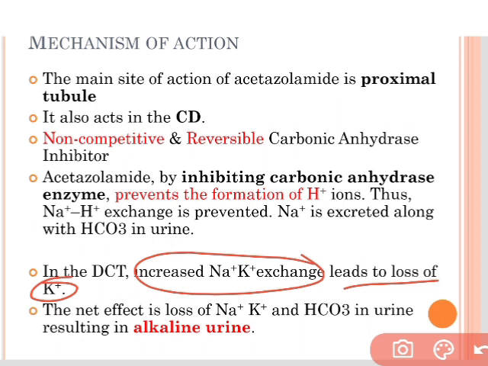So what will be the net effect? There is a loss of sodium, a loss of potassium, and a loss of bicarbonate in the urine, which will result in alkalinization of urine. Actually, an alkaline urine is formed.